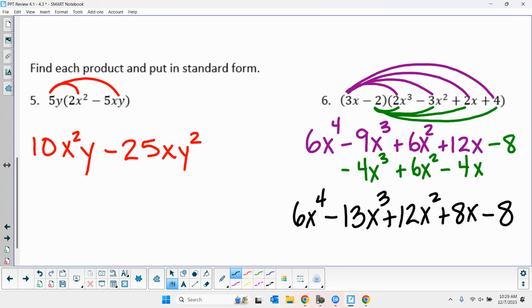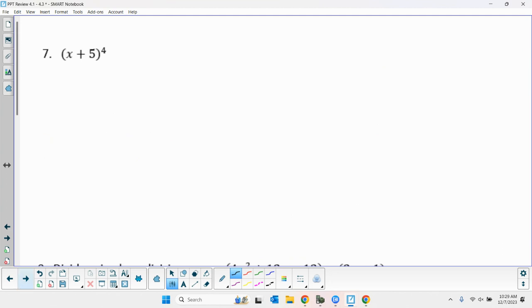number 7. We're expanding a binomial. I want you to use Pascal's triangle, okay? So I'll do it over here. So I start with a 1, and then 2 more 1s.